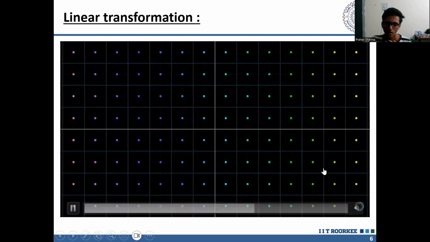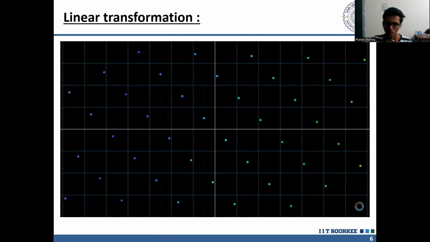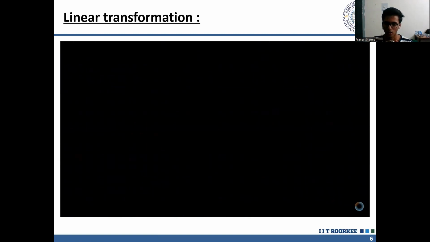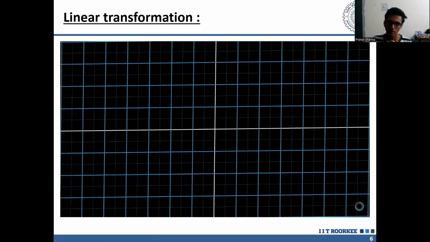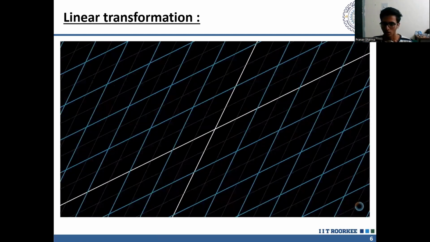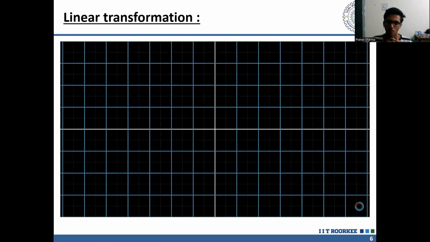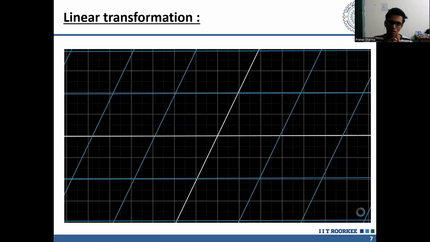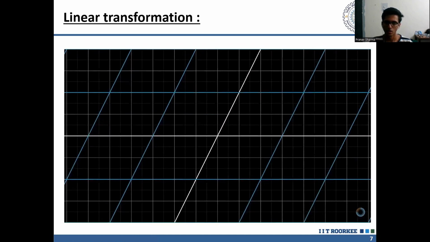Here are those points. Now, when we apply the transformation on these points, it transforms all of them, so they get scattered or whatever the transformation means for those points. In the case of 2D, we arrange those points into a grid to get a better visualization. As we talked about earlier, the grid lines must remain parallel and evenly spaced.